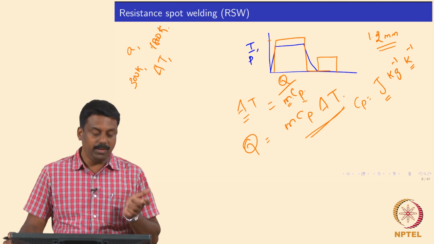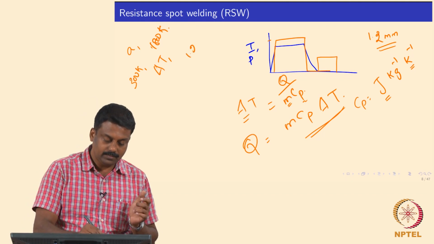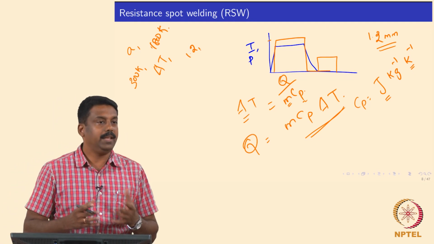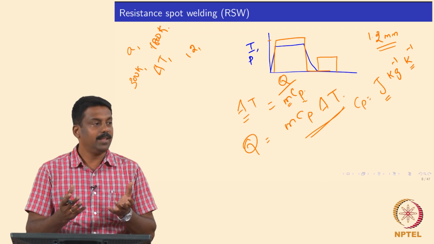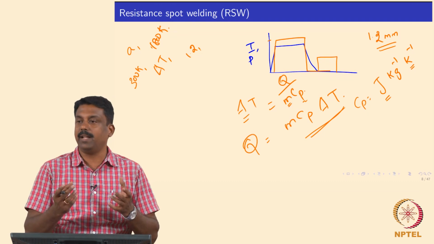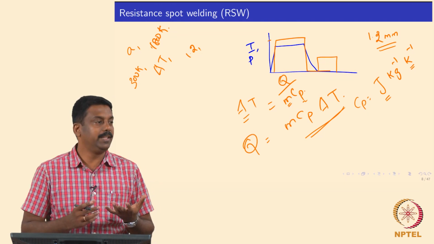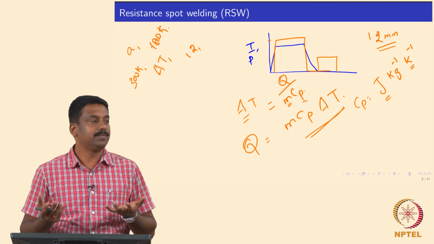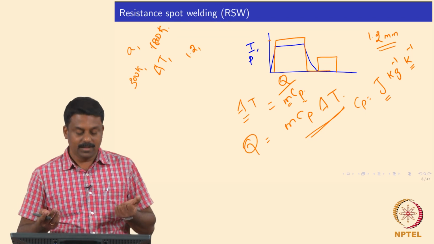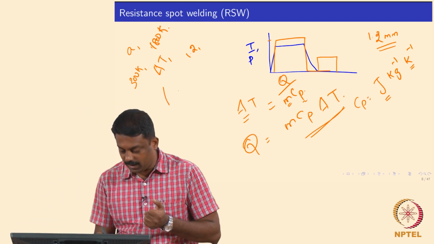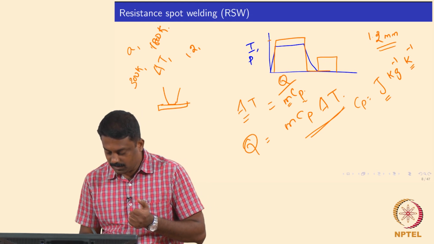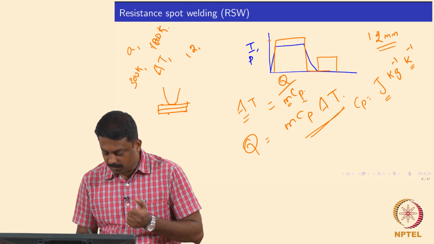Say for example, if you have 1.2 mm thick sheet, we know the active volume is defined by a cylinder. The cylinder diameter will be the electrode diameter, and the height of the cylinder would be the combined thicknesses of the sheets. So, suppose you have 1.2 mm, you have an electrode something like this, and then you place two sheets and then the bottom electrode.